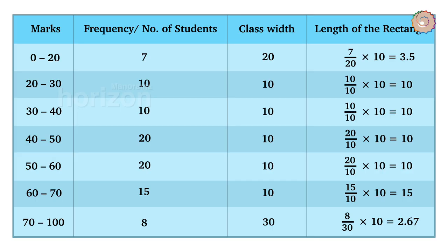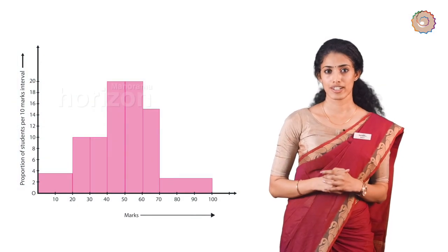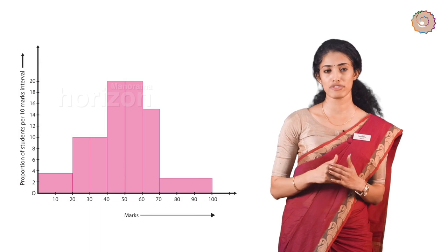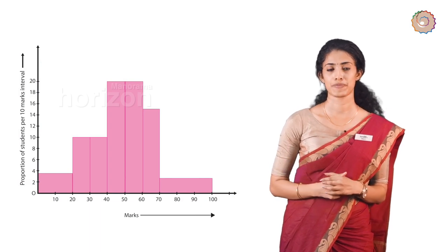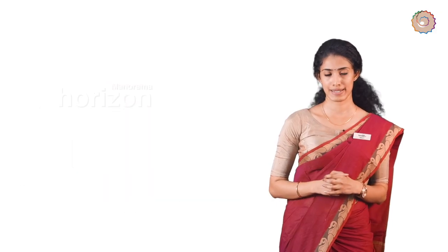Therefore, the length of the rectangle is calculated by dividing frequency by width of the class size and multiplying the corresponding class size with the minimum class size of the table, which is 10 in this case. The resulting graph looks like this by plotting the new frequency distribution table. Therefore, here we have obtained proportional frequencies.